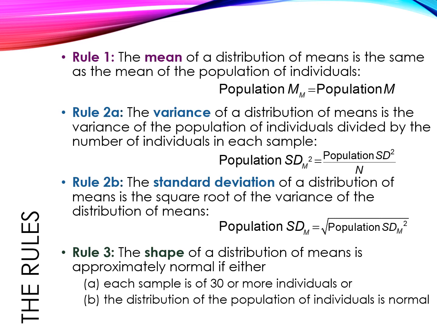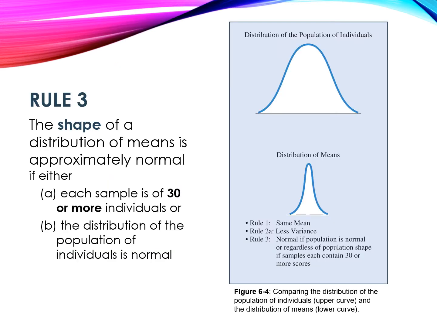Okay, I want to show you a couple of things about the shape first. So let's look at the shape. This is what I wanted to show you. The distribution of the population of individuals is that traditional normal bell curve, okay? But the shape of a distribution of means is much tighter. Do you see that? In these comparisons, we see rule 1, they have the same mean. They're right there along the same line.